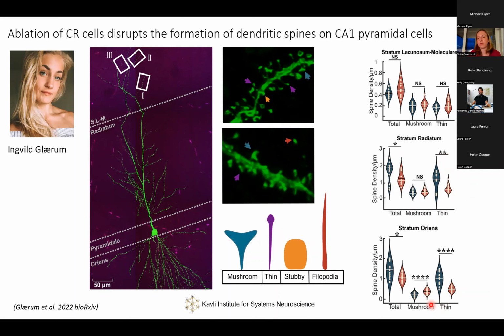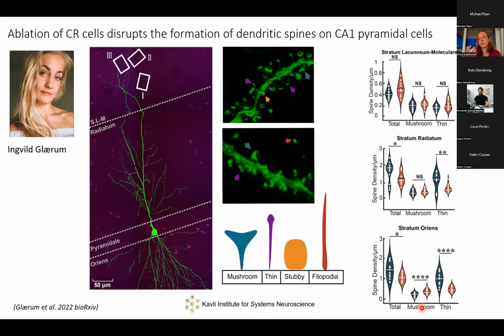And then, interestingly, we also have a change in the specific type of spines that we have, because in the oriens, and this is the only layer where we've seen this, we have a slight but very significant increase in the number of mushroom spines. So this was really exciting, because we said, okay, this is really a global effect. This is not something very specific to one layer. But then we also thought, why do we see this? We see no changes in SLM.